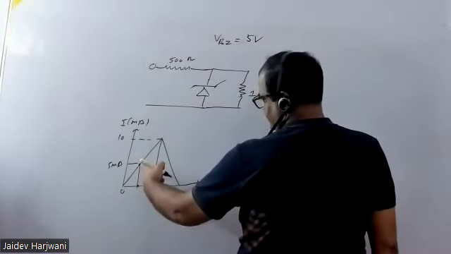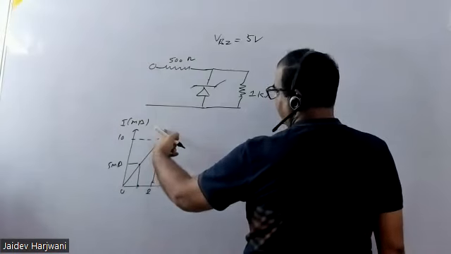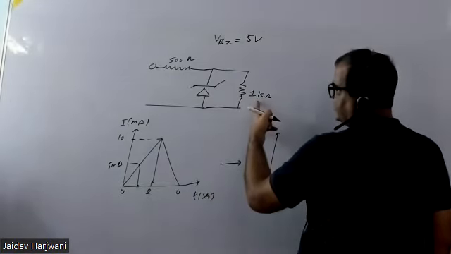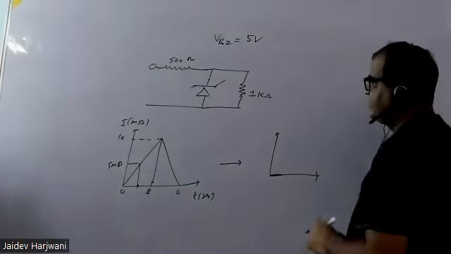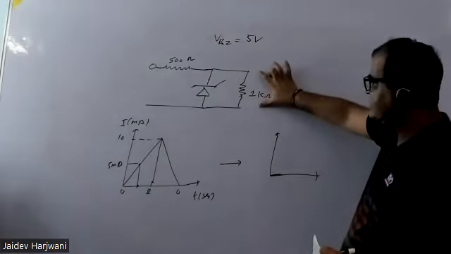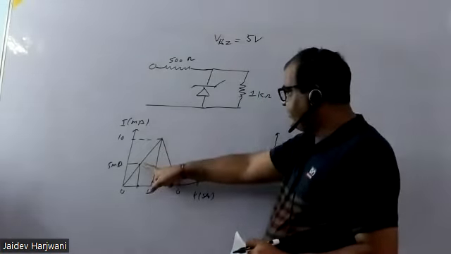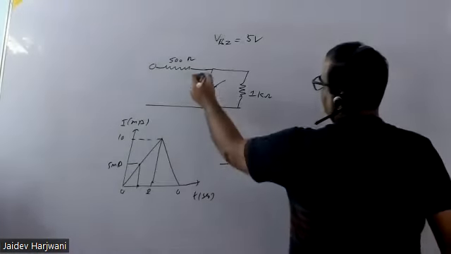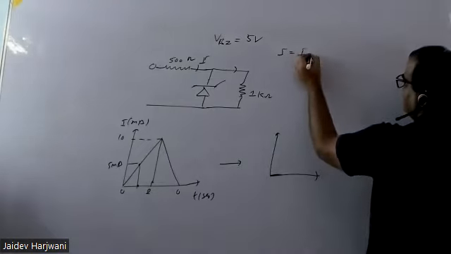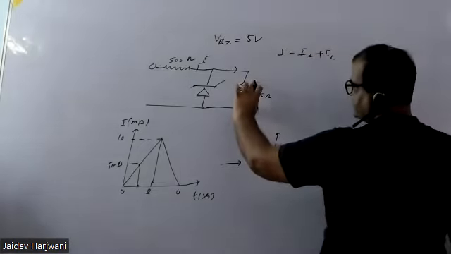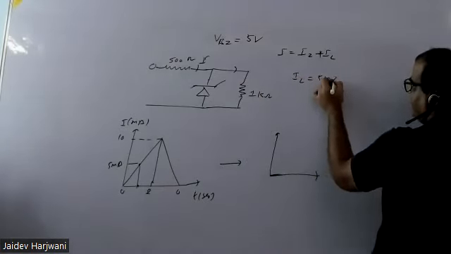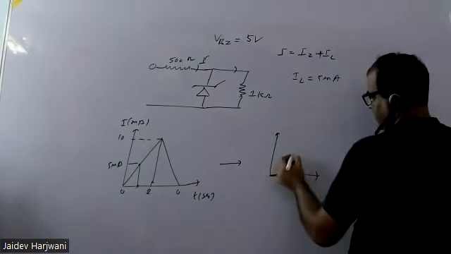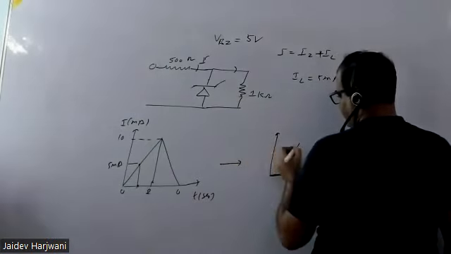After 1 second to 2 second, when the current is increasing up to 10 milliampere, there is no further increase in current here. Whatever extra current is coming goes through the Zener, because once this is fixed at 5 volt, the voltage is fixed, the resistance is fixed, so the current is fixed. Current here will be fixed at 5 milliampere. The remaining 5 milliampere to 10 milliampere will flow through IZ, because I is equal to IZ plus IL. After 1 second, the remaining 5 milliampere will pass through here.